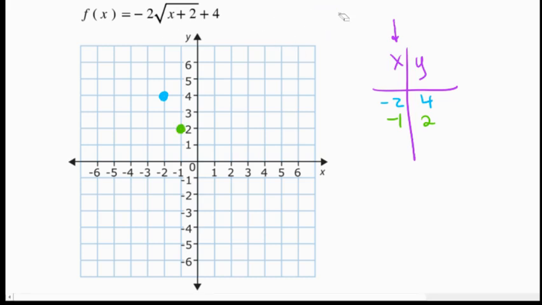And then a third point here, again, I want to make the inside of the square root a whole number. So 2 plus 2 is 4, and the square root of 4 is 2. So we end up getting this here. If I plug in the x value of 2, I do 2 plus 2, which gives me the square root of 4. Square root of 4 is 2. Now I multiply -2 times 2, which is -4, plus 4 is 0. So plot that point and sketch my square root function here.